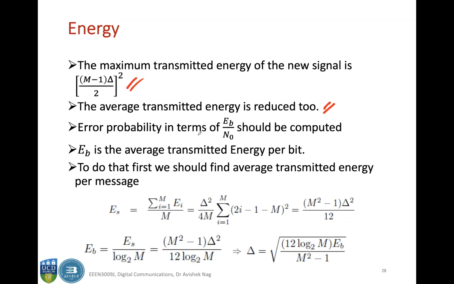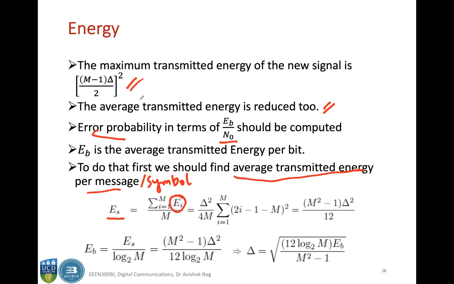So now, talking about error probability, the error probability should be calculated in terms of Eb by N0, okay, where Eb is the average transmitted energy per bit. So in case of your M-ary signaling, you define symbol energy by Es, average symbol energy. So this is the average transmitted energy per message or per symbol, okay. So this is denoted as Es, and that is the energy of all the signals added together and divided by M. So basically you are taking the average of all the energies that each signal contributes.